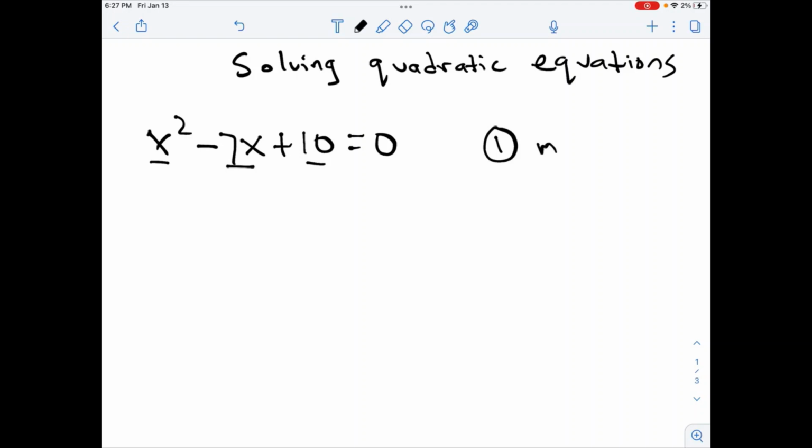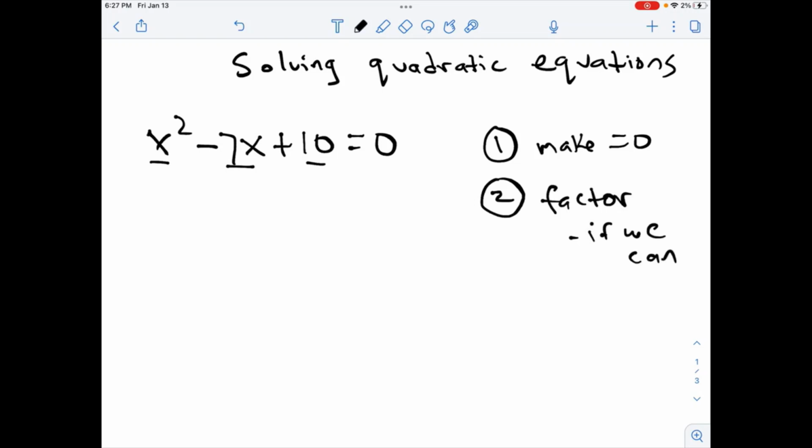Number one, we have to make it equal to 0 if it's not already. Here it's already equal to 0, so that's good. The second step is we always try to factor if we can. Now, sometimes we can't factor, and when we can't factor, we have to use the quadratic formula. So let's see if this is going to factor.